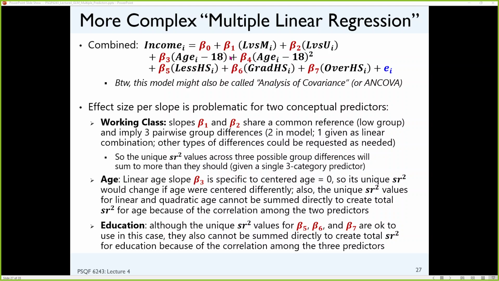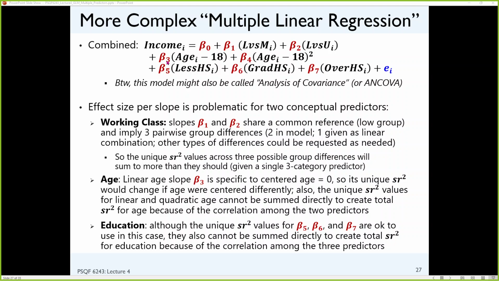Likewise, for age and age squared, this beta 3, cough, cough, homework question. This is the age slope conditional on what? Beta 3, the linear slope of age in this equation. This is the linear slope conditional on what? The centering point, yes. At age 18 specifically.